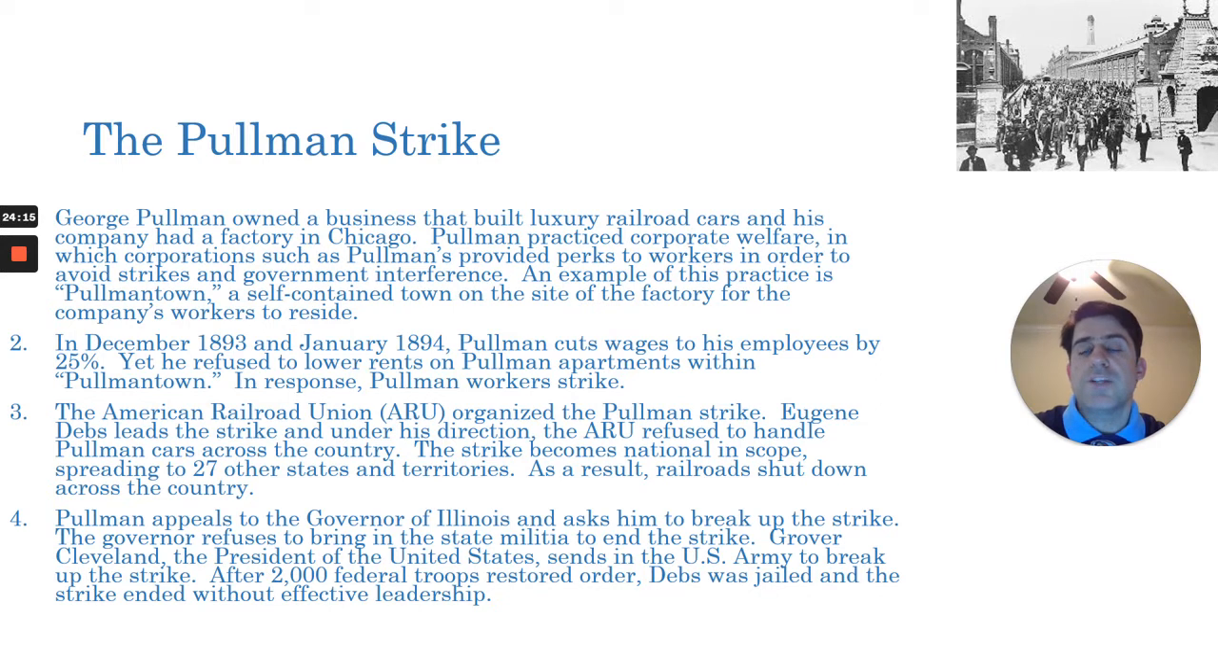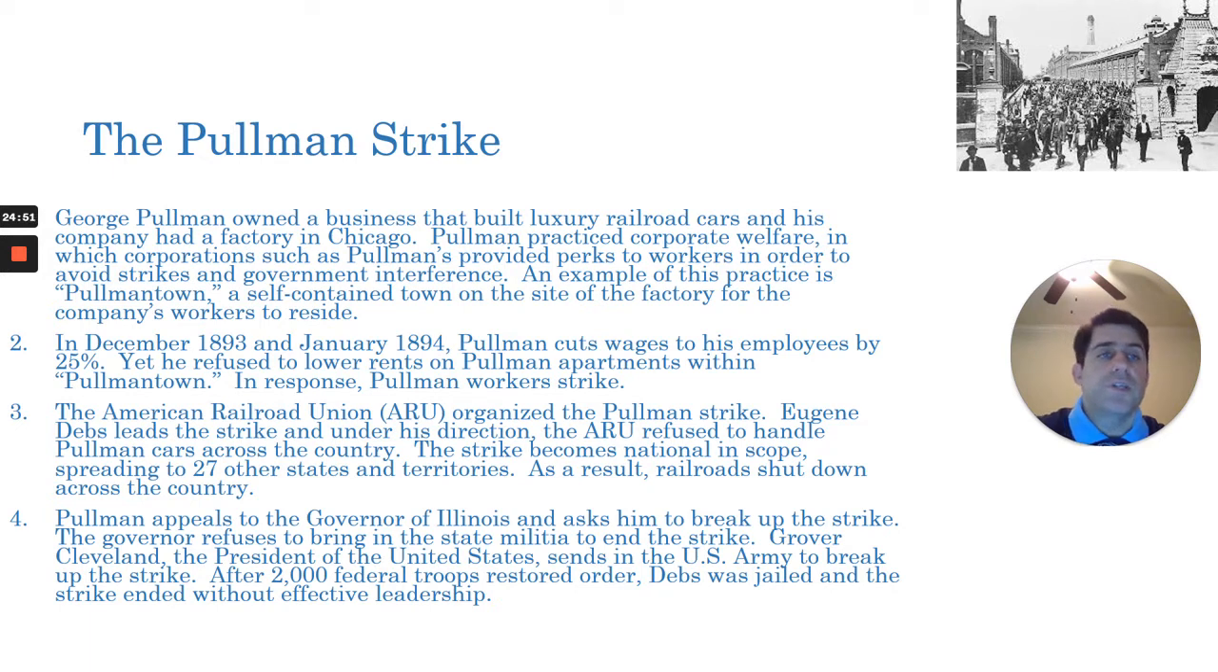It becomes national in scope, does the strike, as it starts in Chicago and spreads to 27 other states and territories in the U.S. And simply put, the ARU members refused to work with Pullman cars and to handle Pullman cars in the rail stations across the country. And as a result, railroad traffic was ground to a halt. Railroads shut down across the country due to the Pullman strike.